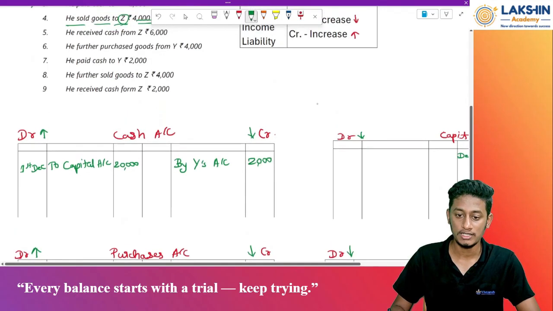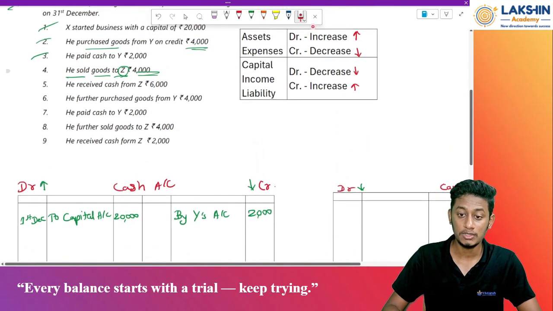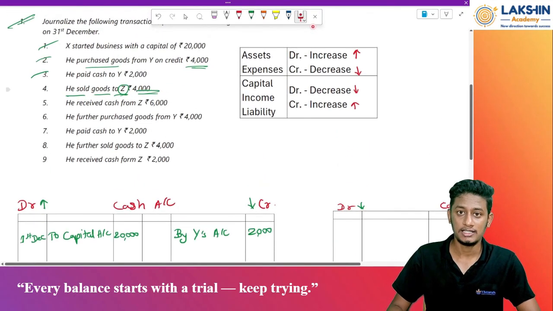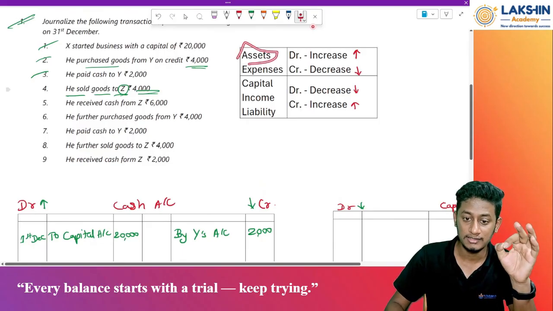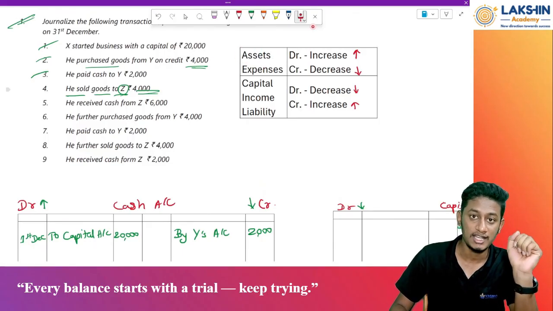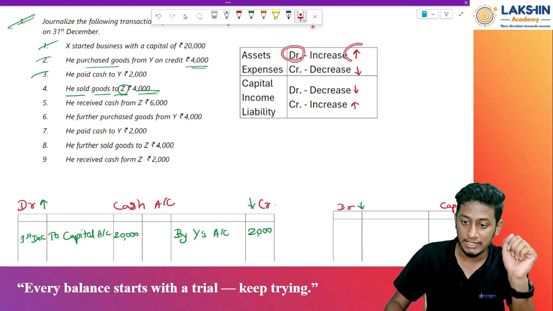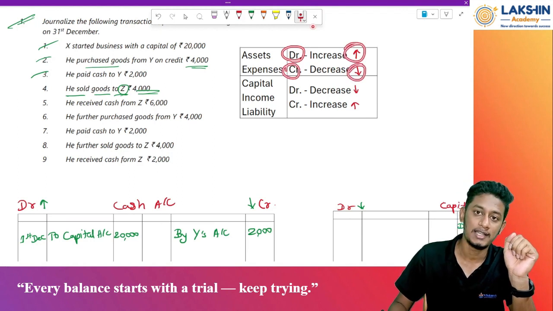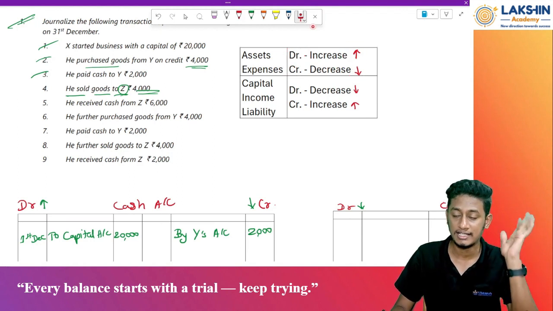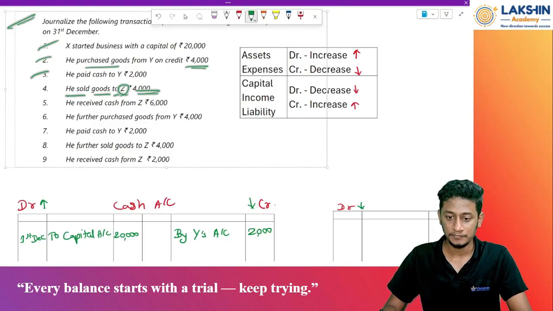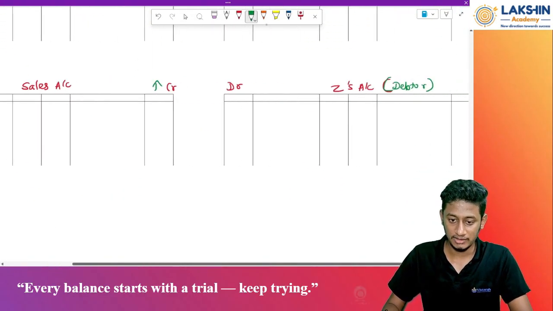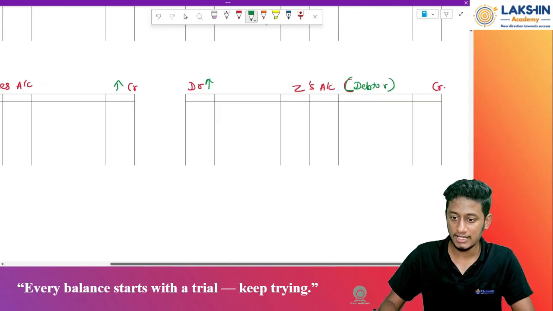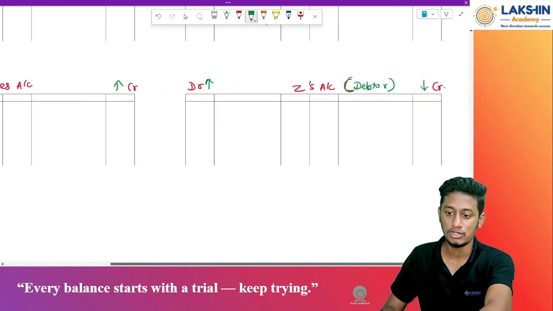Now, going towards Z. Z is what? Z is our debtor. So, therefore, he is an asset. Debtors are always an asset, right? So, any debit will increase the balance, any credit will decrease the balance. Write the same over there, as per my books of accounts.